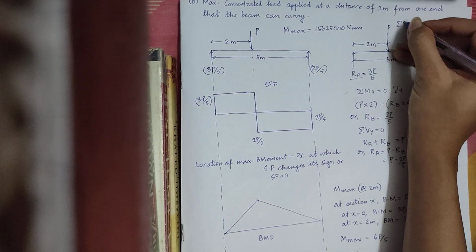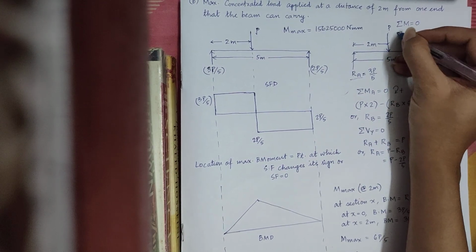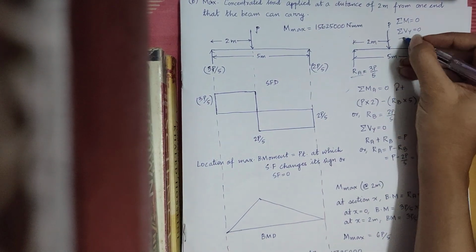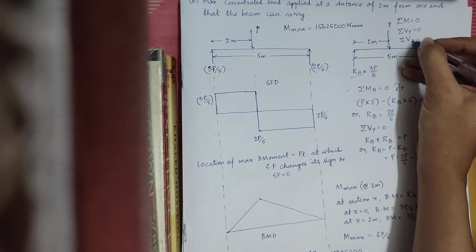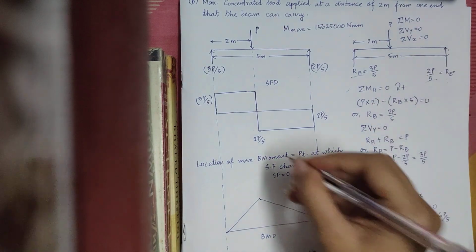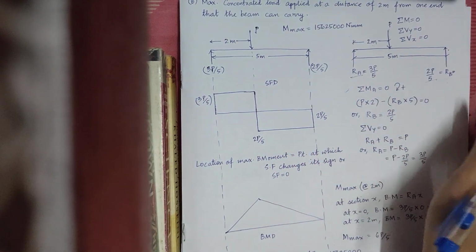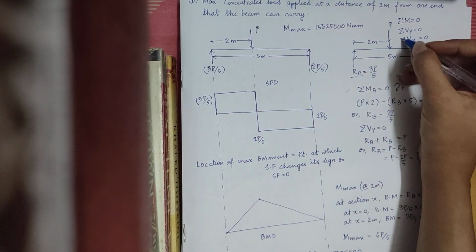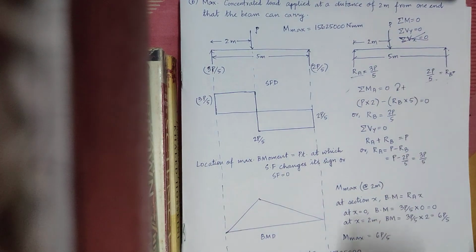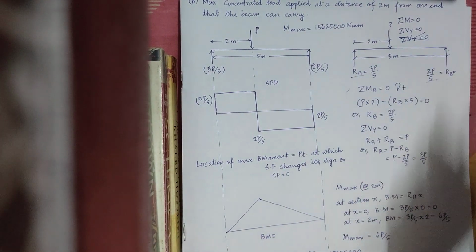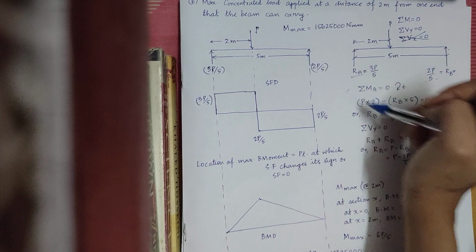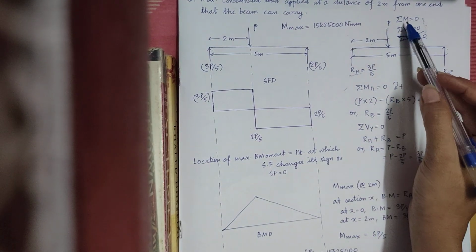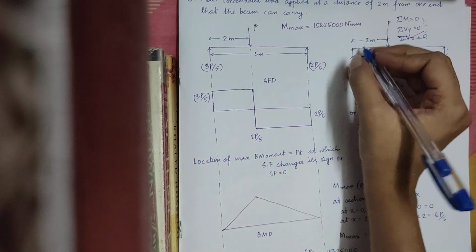Okay, so in order to find out the support reactions, we will employ our very favorite three equilibrium equations, that is summation of moment equal to 0, summation of vertical forces equal to 0, and summation of horizontal forces equal to 0. Since no horizontal force or reaction is acting on this beam, this equation can be omitted, and we can find the rest with the help of the other two equations.